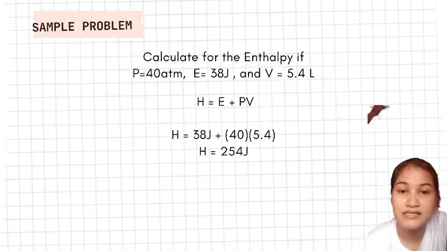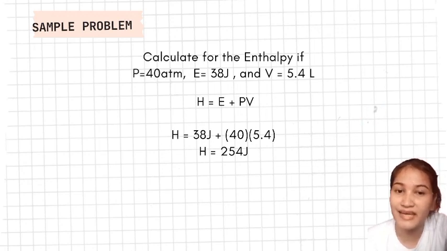We have here a simple problem that asks us to calculate the enthalpy if our pressure is 40 atmospheres, our internal energy is 38 joules, and our volume is 5.4 liters. Using the formula H is equal to E plus PV, substitute our values and we have the answer 254 joules.